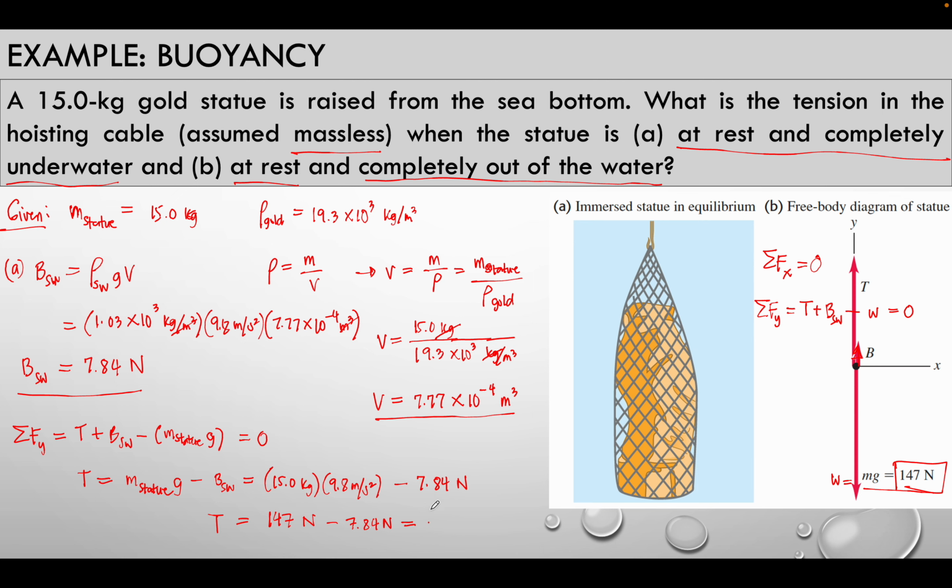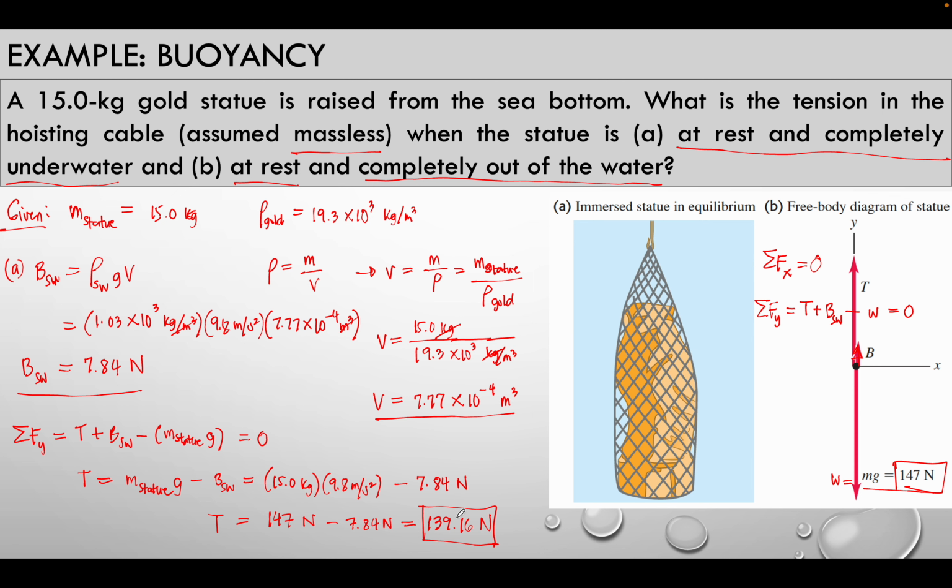Let's try to calculate. 147 minus 7.84 is equal to 139.16 newtons. So this is our answer for letter A. The tension of this cable when the statue is at rest and completely underwater is equal to 139.16 newtons. Okay, so that is for letter A.